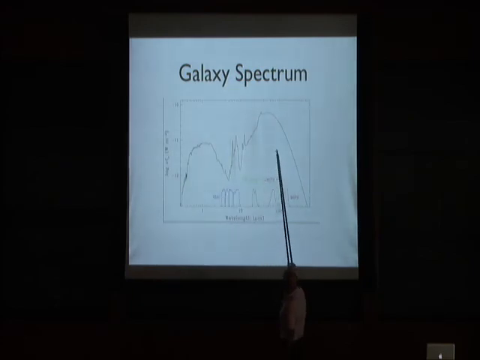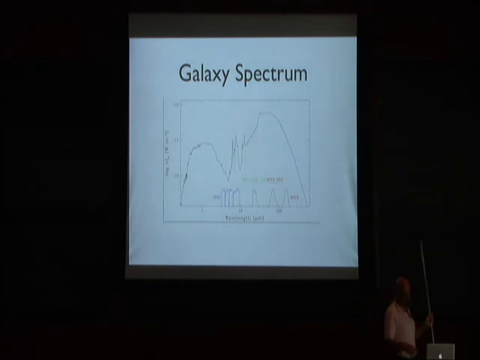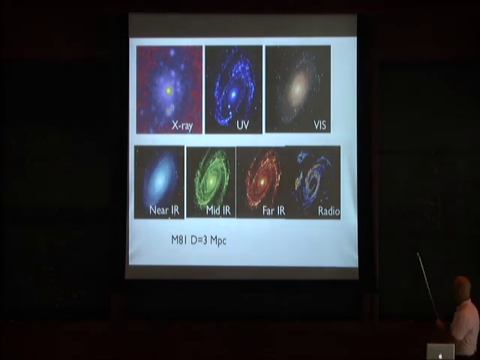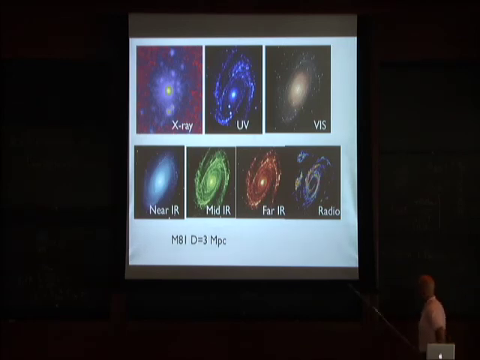But you can see we can get a basic understanding of the galaxy spectrum by thinking of it basically as a sum of stars and reprocessed starlight coming out in dust. Here's the images of a nearby galaxy, M81. It's about 3 megaparsecs away. That's undergoing active star formation.